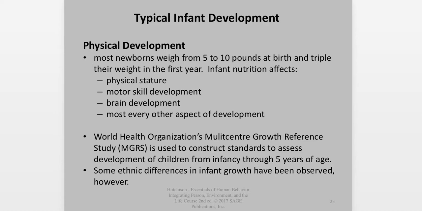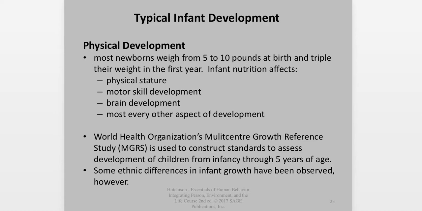Most newborns, at the time of birth, a full-term baby weighs between 5 and 10 pounds. Some are smaller, some are larger. And during the course of the first year, it can be anticipated that they will triple their birth weight. Infant nutrition is very important, and it has an impact upon brain development, physical stature, motor skill development, and really almost any stage of development for that matter. So where that baby is born, the culture, and whether it has a lot of resources available or not, is something that's very important.